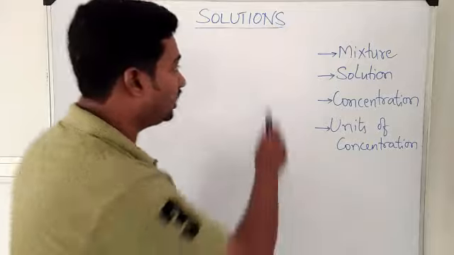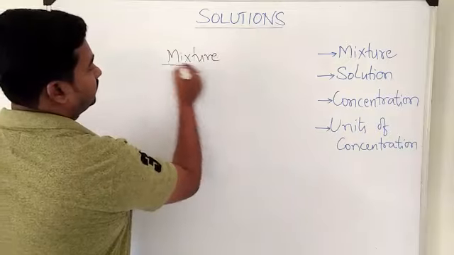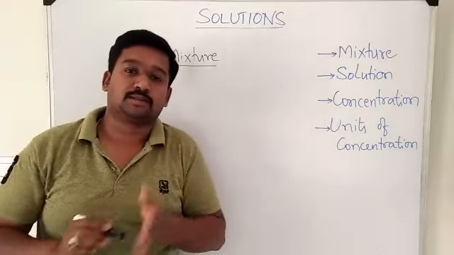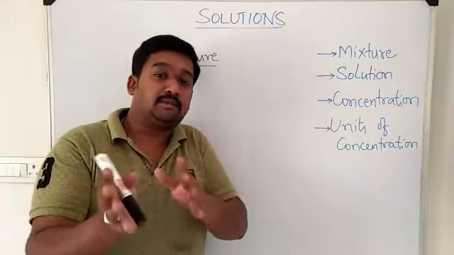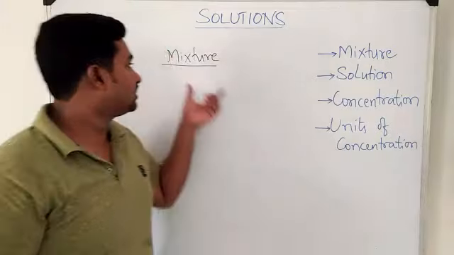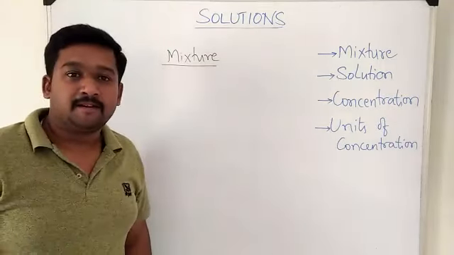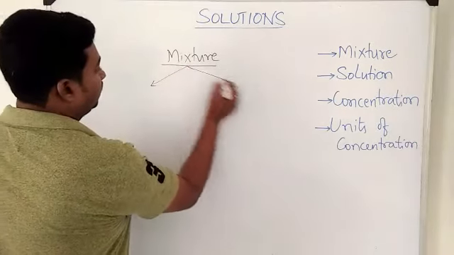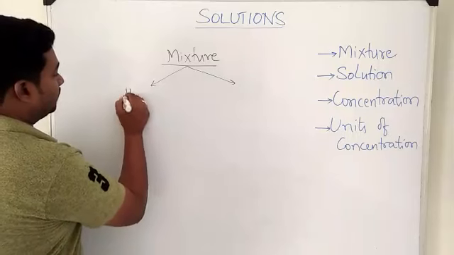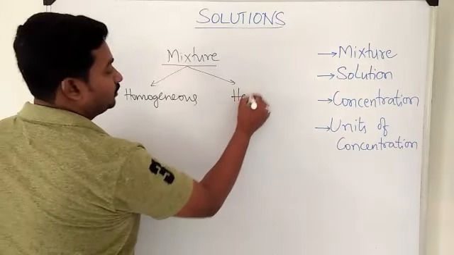So to start with, what is a mixture? When two or more substances exist together, whether through physical or chemical means, we call such a combination a mixture. So this will have two or more components mixed together, where particles exist together. Under this we have two categories: homogeneous mixtures and heterogeneous mixtures.